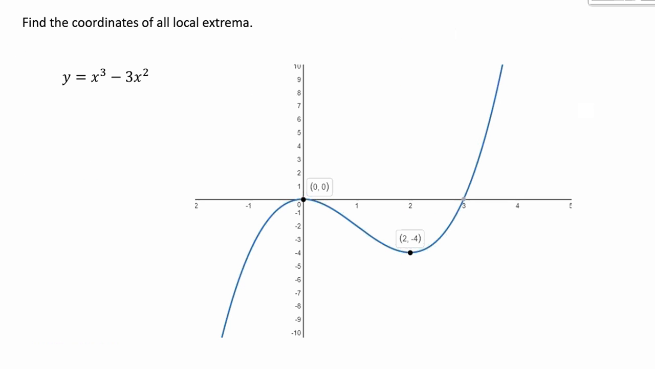Okay, let's talk about this one. Here's the equation. Here's the graph. There are at most 2 extrema. So you can have 1, you can have 2, but you can't have more than 2.